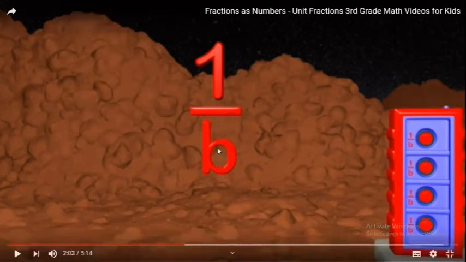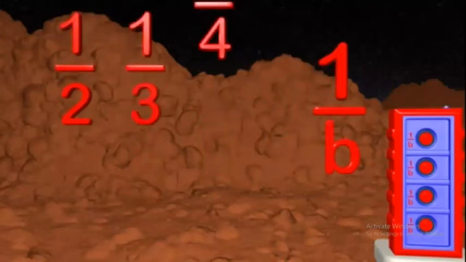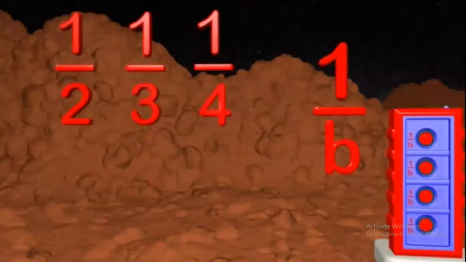So in a unit fraction, the number on top will always be 1. So when you see 1 in the numerator, this is a unit fraction. B can represent any number. All this is saying is 1 over any number represented by the letter B. So it could be 1 over 2, 1 over 3, 1 over 4. Well, you get the idea.